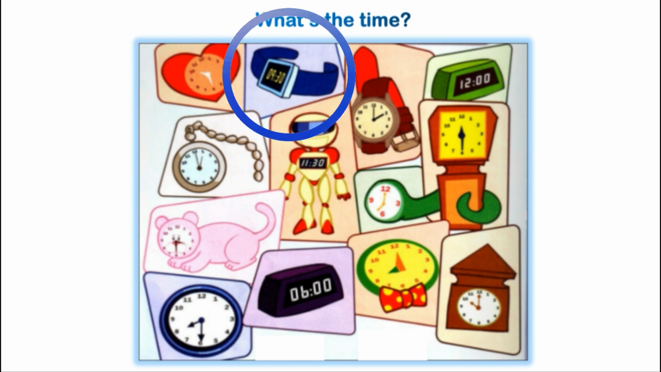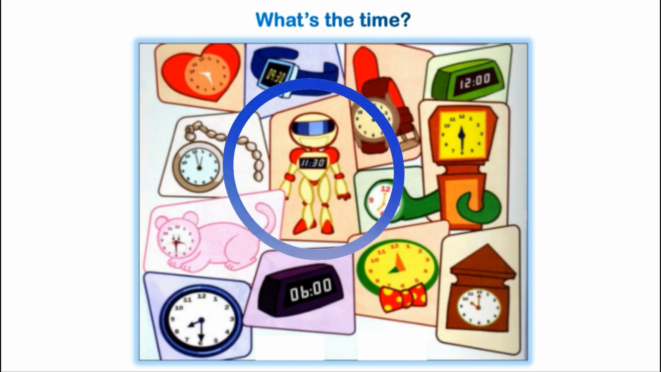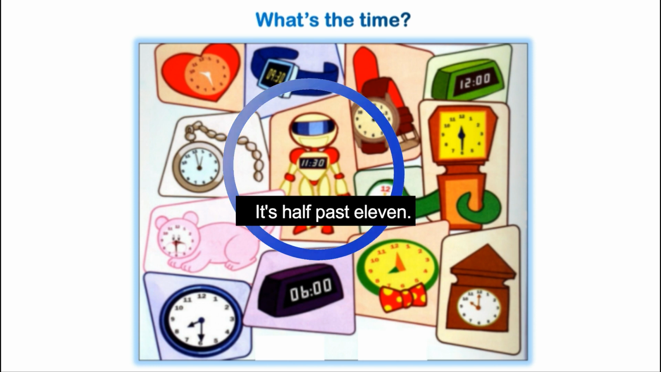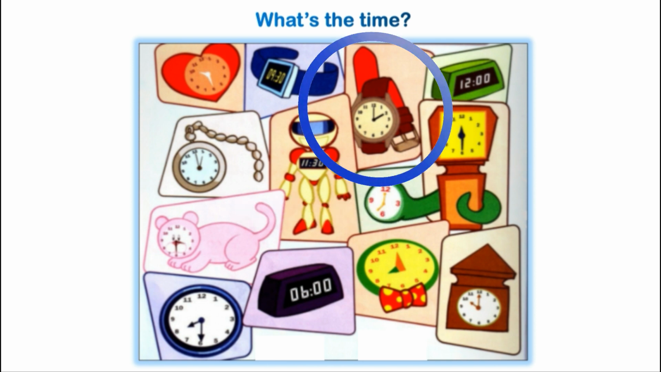How to write this time? It is 9:30. Next, let's try to read the clock in robotic shape. It shows 11 in the hours and 30 minutes. 30 means half. So, how are we going to read this? It's 11:30.